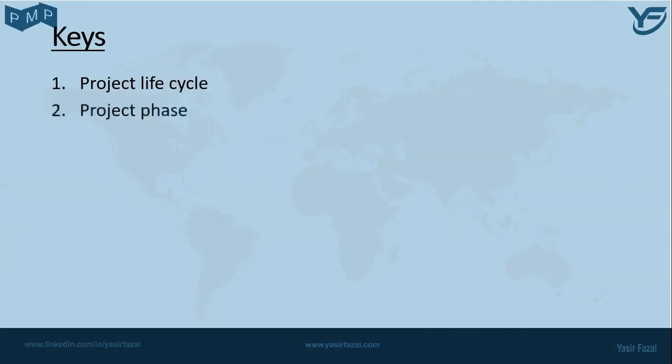Next one is project phase. A project phase is a collection of logically related project activities that culminates in the completion of one or more deliverables. Then there is a phase gate. A phase gate is a review point at the end of each phase in which a decision is made to continue to the next phase, to continue with a modification or a change, or to end that certain program or project.